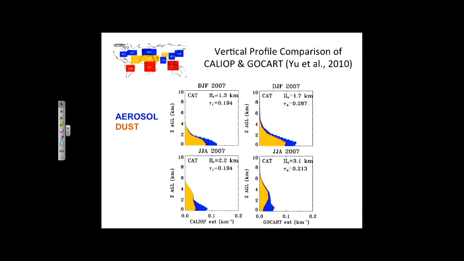How about the vertical profile? The blue one is the CALIOP collider for December and for summer, JJA. Dust is about 50% of the total. You can see the vertical profile around 4 kilometers in winter that extends to 6 kilometers in summer. And in the GOCART case, this study compares CALIOP with GOCART and does a reasonable job.